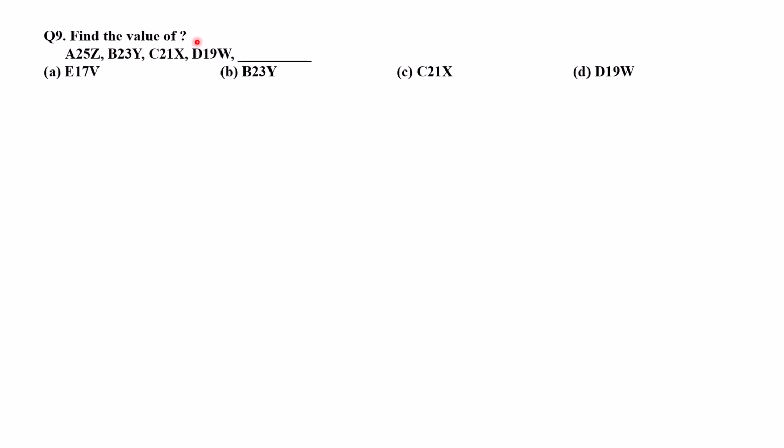Now question number 9, find the value of the question mark. So here is the question mark. You have to find out this, complete the series. The series is given, and if you see the letters A, B, C, D, after D we know E comes, isn't it? So which option is having E? A option. So directly you can write A option, but let's see how this completes, E, 17 and V comes.